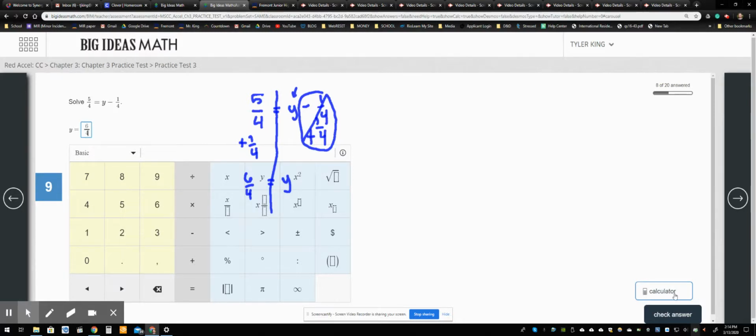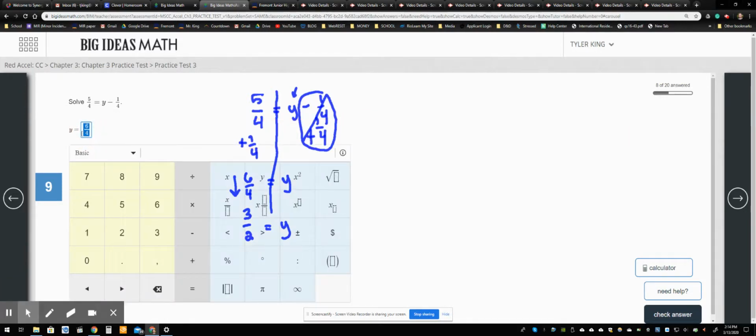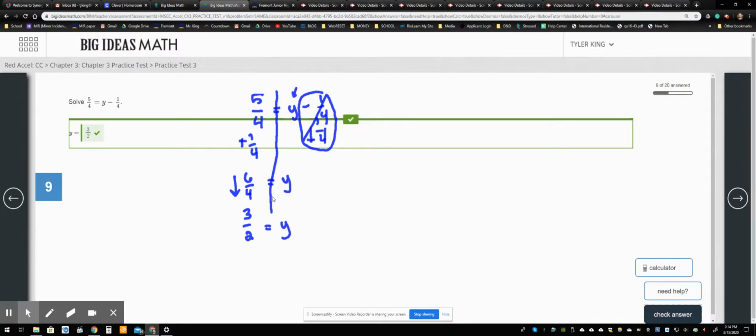Let's just check though. So we check our answer. Nope. Okay, so we do need to simplify. We see they're both even, so we divide both by 2. So it's 3 over 2 is equal to y. Let's check that. 3 over 2. Checking our answer, and we're good.